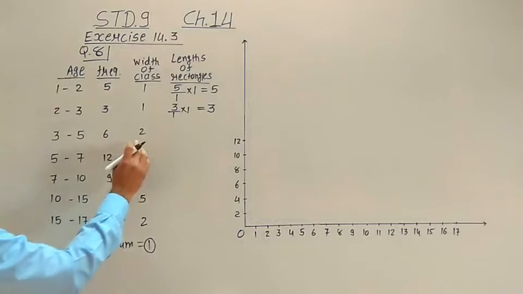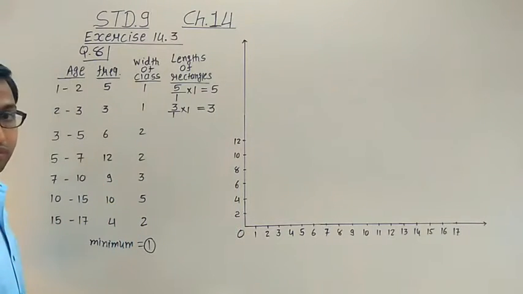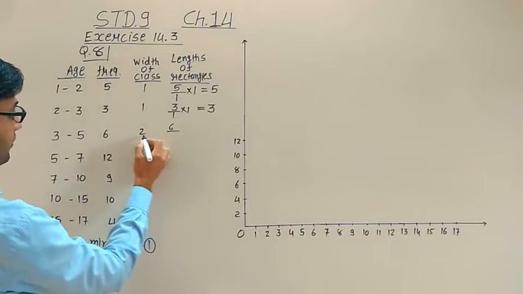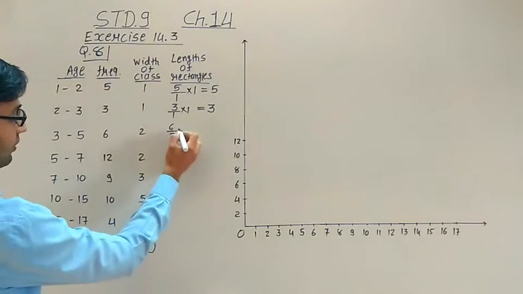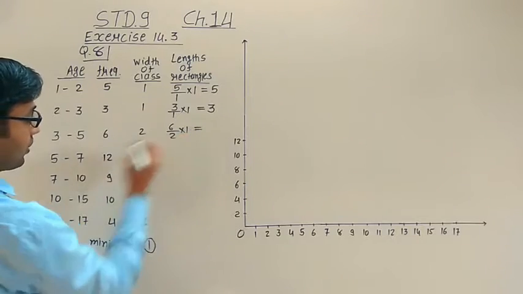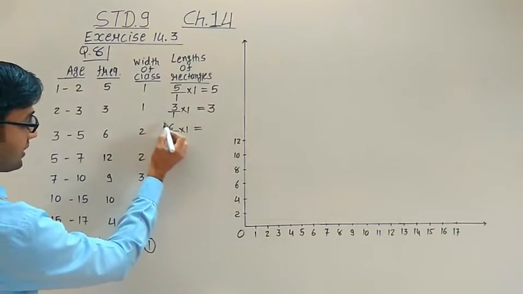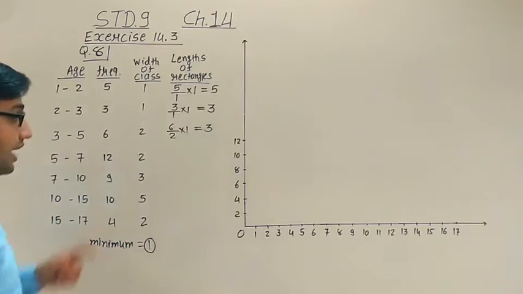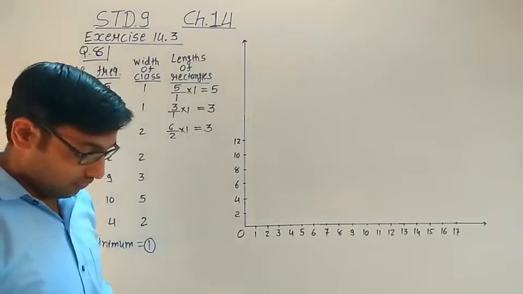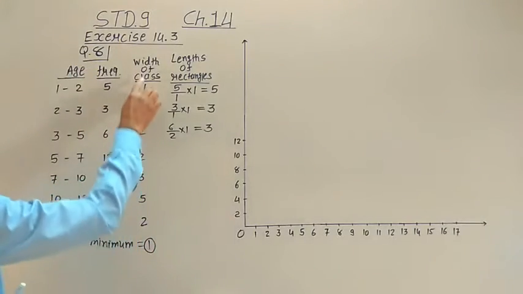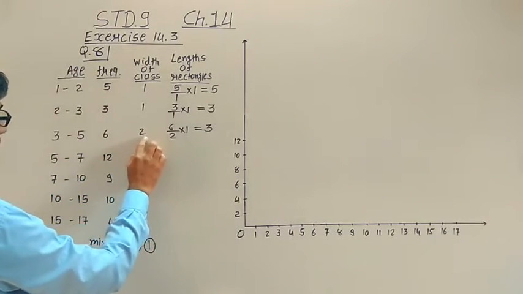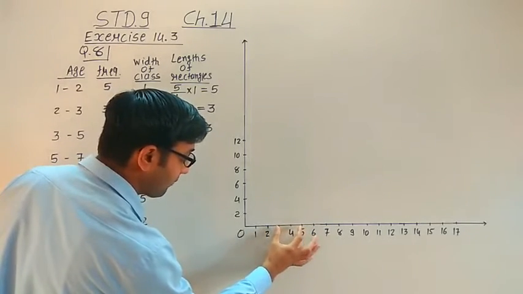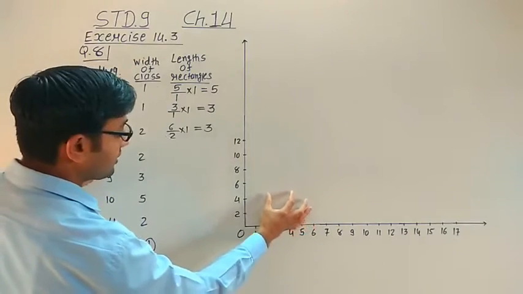Now for the third case, the width is different. What is its frequency? It is 6. Divide this by its width and multiply by the minimum class width, which is 1. So here we can cut it: 2 threes are 6, and 3 ones are 3. Now here we found the change, because its class width is 2. So for the 3 to 5 class interval, we do not take the height equal to 6.